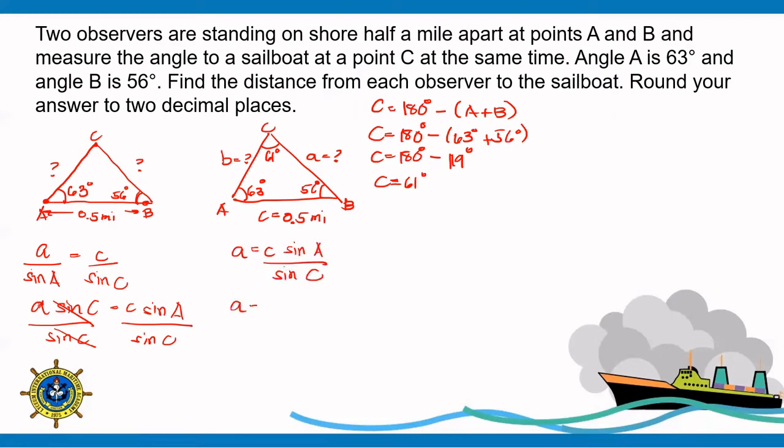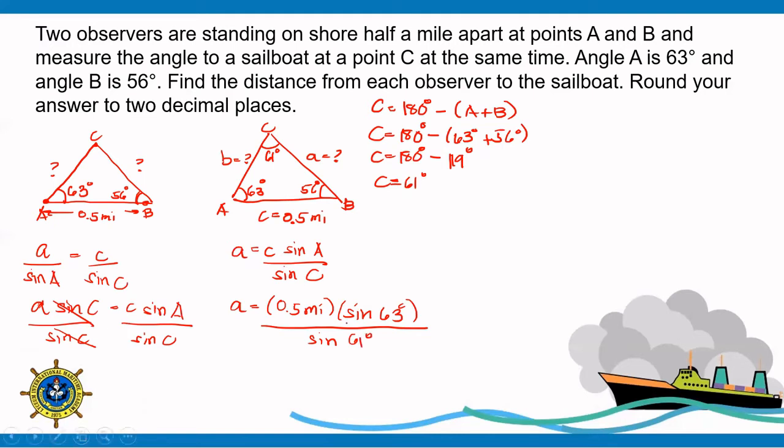So substitute lang natin yung values natin. So for C, you have 0.5 mile. And then you have sine of A. Ang value ng A natin is 63 degrees. And then meron tayong over sine C. Sorry. This is the angle nga pala. Okay, let me just erase this one. Okay, so for C natin, that is 61 degrees.